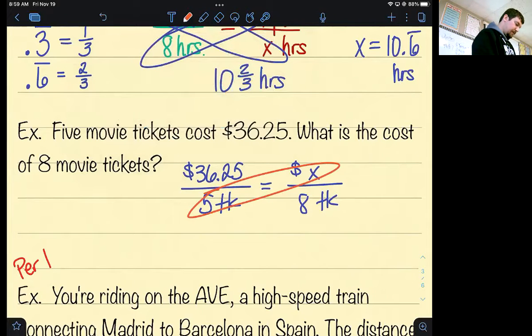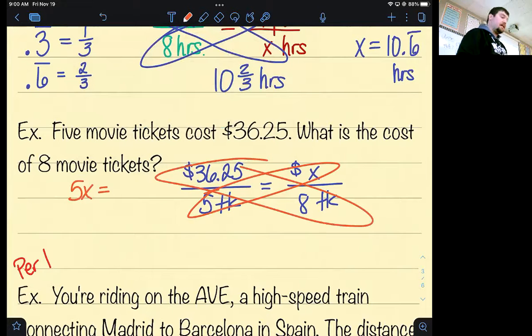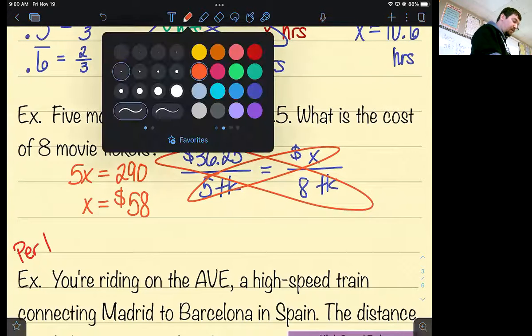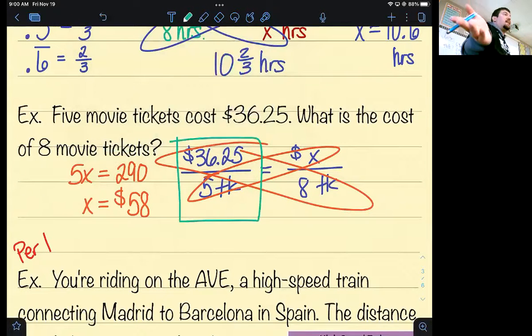5 times X is 5X. 36.25 times 8. 290. And then divide by 5. 58. Tickets, dollars. Again, another advantage to labeling your proportion is that you go back with your X, it says a dollar sign next to it, and you know what your label needs to be. $58. Per ticket? Wow, no, not per ticket. For 8 tickets. Right? If I wanted to know what it costs per ticket, I would take this full size ratio they gave me, the one that has both terms, and I could just divide it and find the unit rate. What is 36.25 divided by 5?